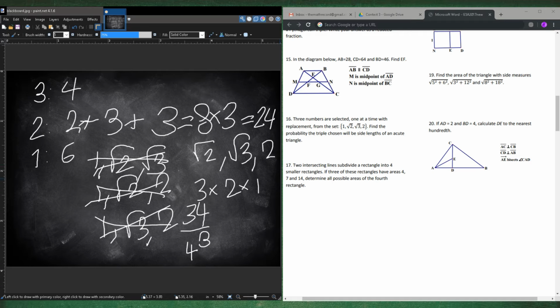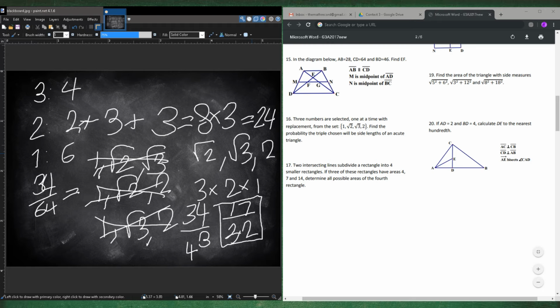So now it's just 4 times 4 times 4. So it's just 4 to the cube, which is 64. So 34 divided by 64 is equal to, let me just write that here again, I'm running out of room, 17 out of 32. So that's your answer, 17 out of 32. So that would be your answer for, what is this question? Question 16.